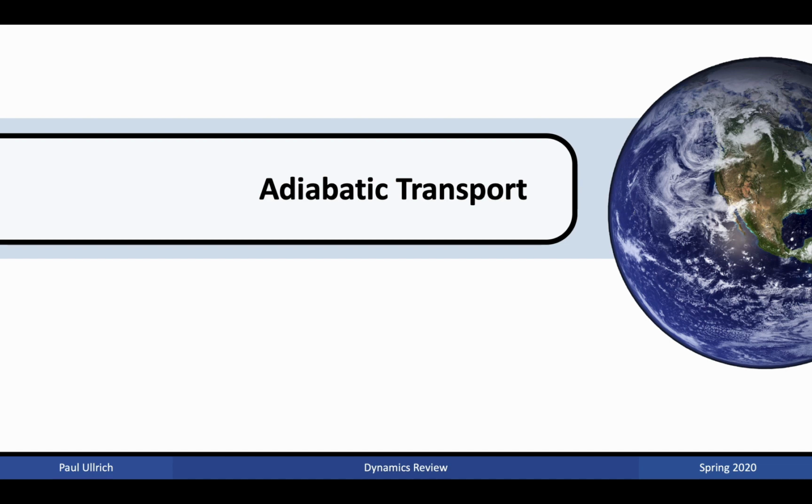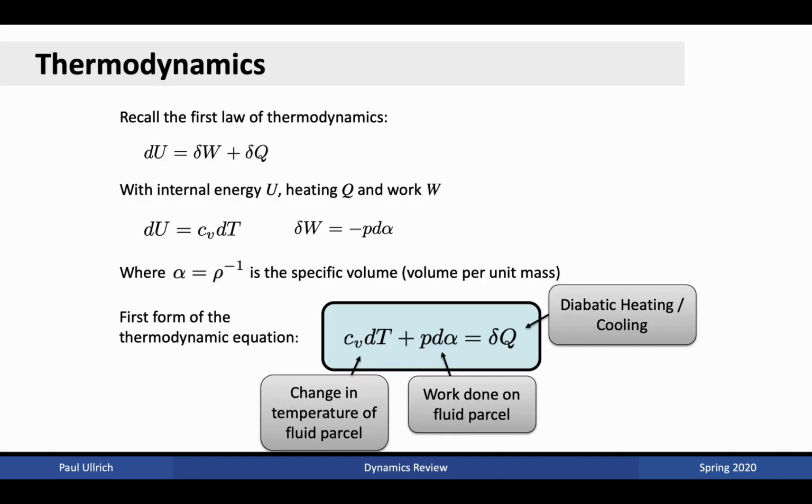Okay, let's go and discuss adiabatic transport now. So recall back to the first law of thermodynamics, which relates the change in internal energy within a fluid parcel to heating and work that is done. The internal energy can be related to the change in temperature of that fluid parcel via the specific heat capacity at constant volume times the change in temperature. The work done on a fluid parcel must be associated with a change in volume of that fluid parcel, and so it can be written as -P dα, where α here is the specific volume, that is, volume per unit mass. In fact, this is simply the reciprocal of the density.